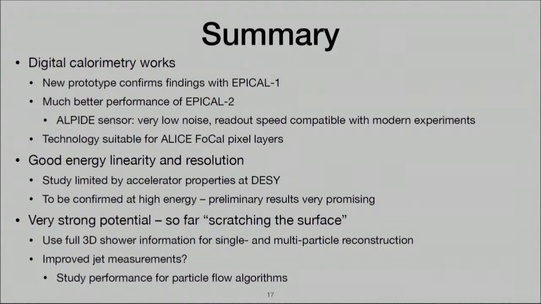I think we have proven that digital calorimetry works. We had shown this already with our earlier prototypes. We have confirmed this with the new one, which has a much better performance, which is, I think, essentially due to using a more modern sensor, the ALPIDE sensor, which has very low noise. And in fact, also the readout speed of that is compatible with modern experiments, so we can actually use that technology also in the ALICE experiment.